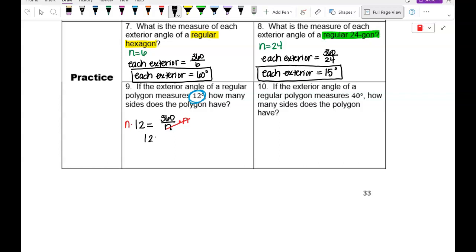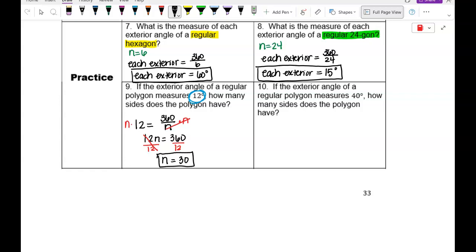So now I have 12n equals 360. I'm going to divide by 12, and that's going to tell me how many sides. So what is 360 divided by 12? 30. So this means it has 30 sides.